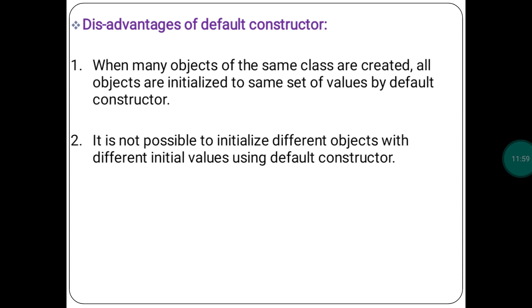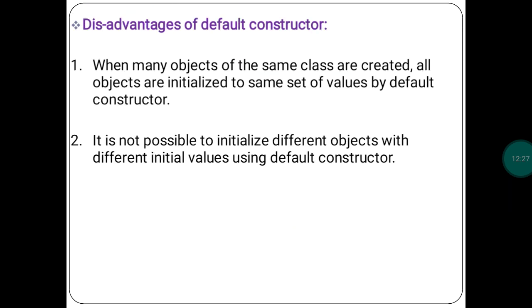Second, it is not possible to initialize different objects with different initial values using the default constructor. I already told you, using the default constructor, it is not able to assign different values for different objects. Using the default constructor, only the same set of values can be assigned. This is the second disadvantage.